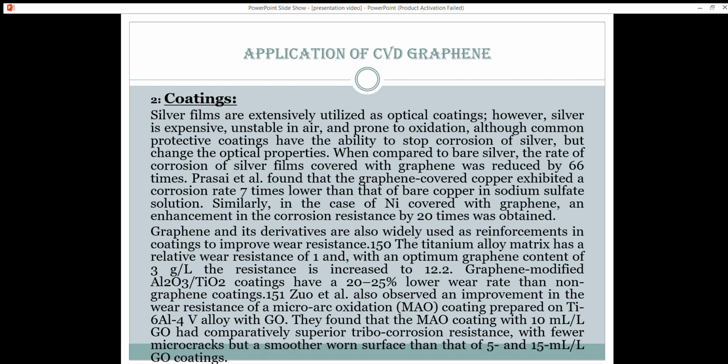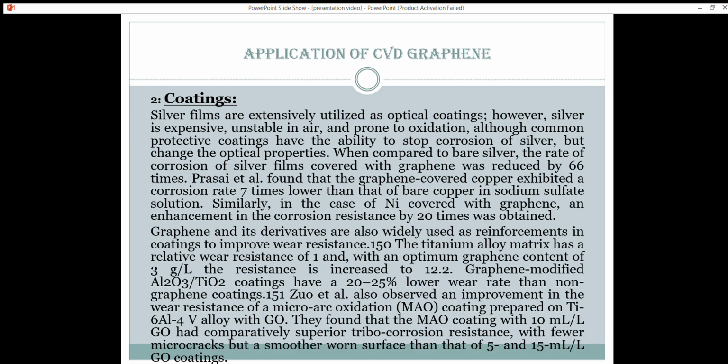When compared to bare silver, the rate of corrosion of silver films covered with graphene was reduced by 66 times. So if we cover with graphene, the rate of corrosion is reduced. Prosai found that graphene-covered copper exhibited a corrosion rate 7 times lower than that of bare copper in sodium sulfate solution. Similarly, in the case of nickel covered with graphene, an enhancement in corrosion resistance by 20 times was obtained.